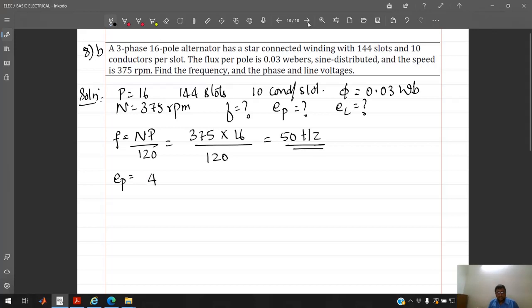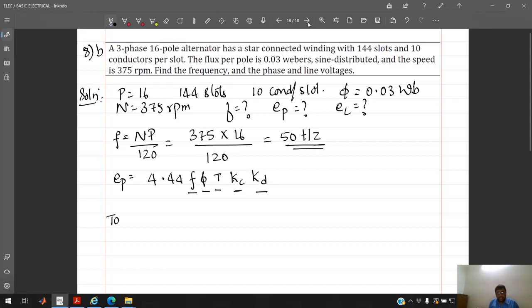EP is equal to 4.44 F phi T Kc Kd. So pitch factor and distribution factor. Frequency you have calculated, phi is known, but you need to calculate T. Then Kc, it is sinusoidally distributed. Pitch factor is 1. So Kd you need to calculate. So first we will find what is T now.